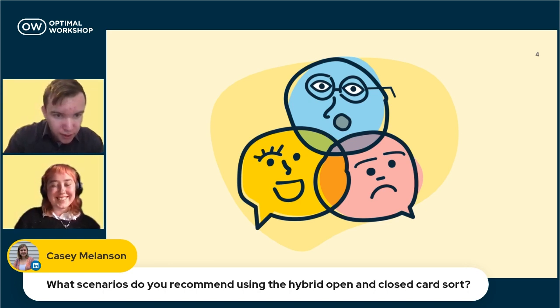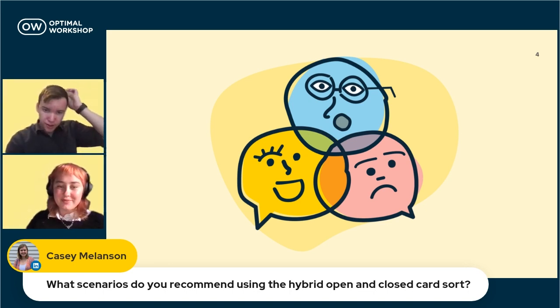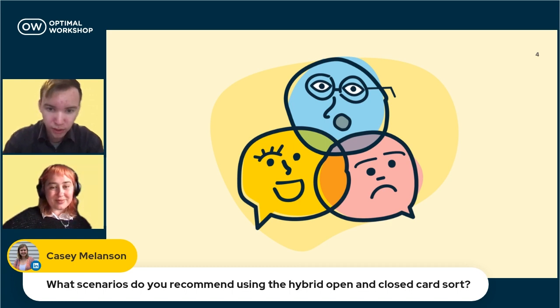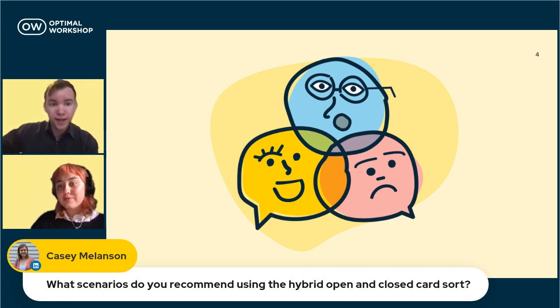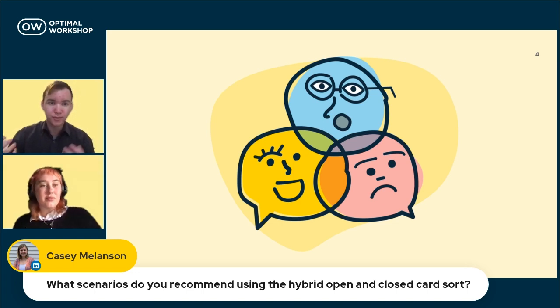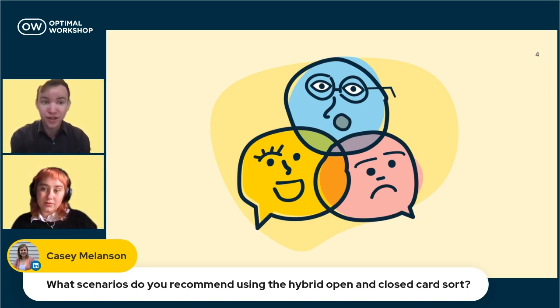Sure. So what scenarios do you recommend using the hybrid open and closed card sorts? Essentially, I like to think of open card sorts as discovery and closed card sorts as validation. Where you have some existing categories, maybe you're wanting to benchmark some existing categories, you could do some validation work with a closed card sort. That would be a great scenario there.